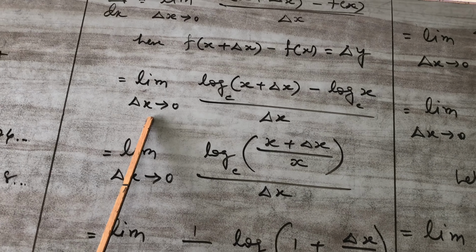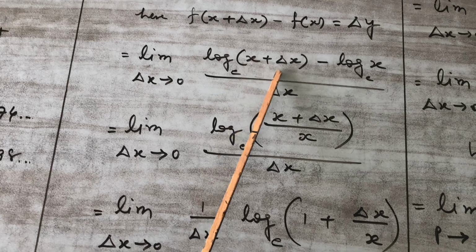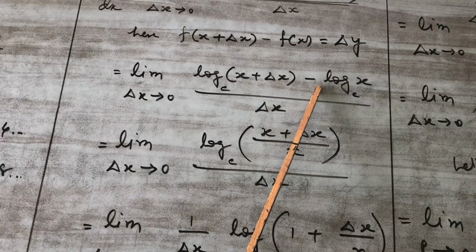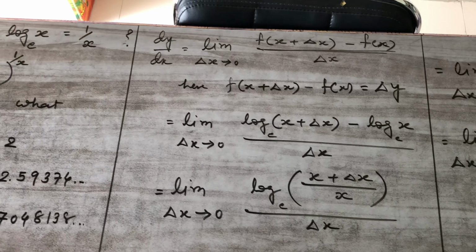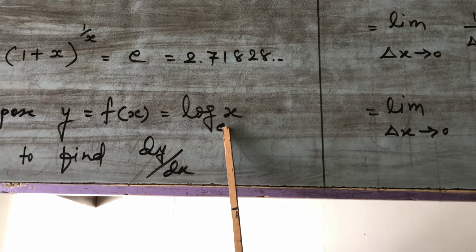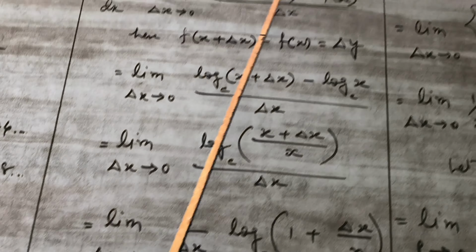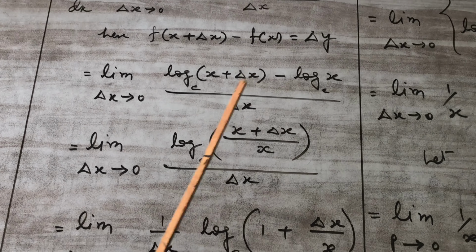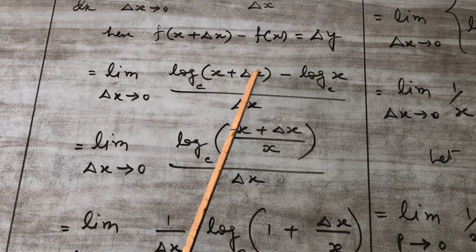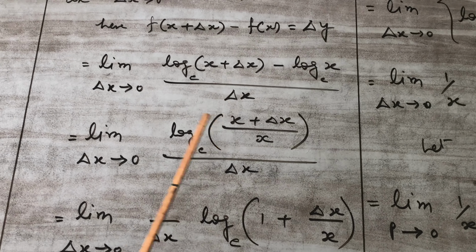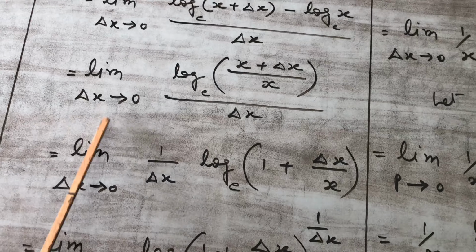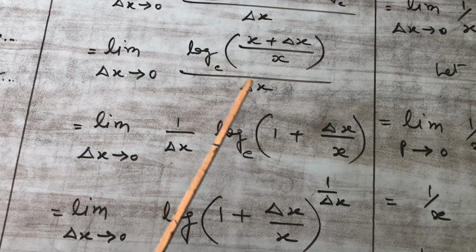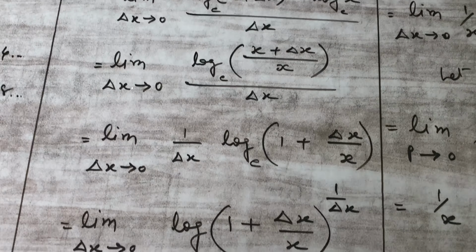So limit delta x tends to 0, f of x plus delta x, that is log of x plus delta x to the base e, minus log x to the base e, because we have taken y equal to f of x equal to log x, upon delta x. Using the working rule for logarithm, log a minus log b is log of a upon b. So limit delta x tends to 0, log of (x plus delta x upon x) to the base e upon delta x.